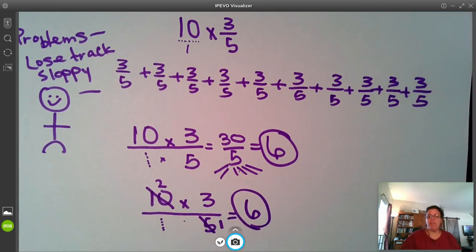So today you're going back to Zearn, Khan Academy, or Splash Math. Do a little more practice, and then tomorrow you'll get to prove what you have learned this week and that you can meet our learning target.